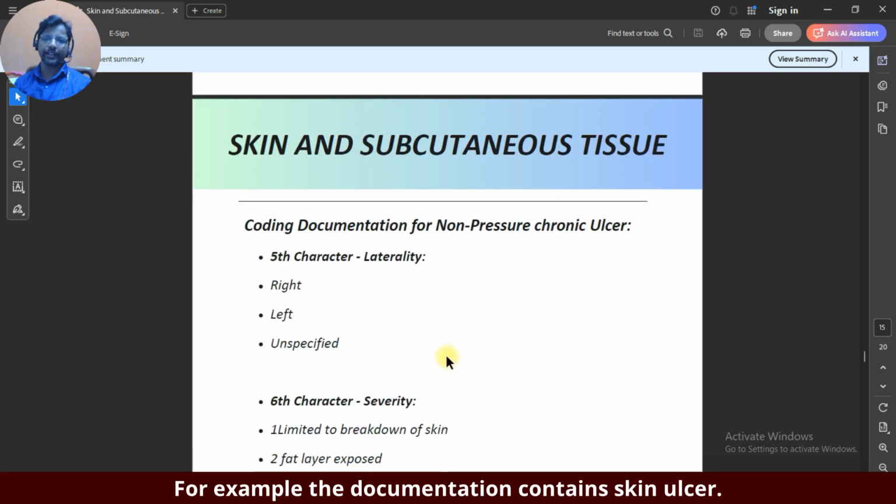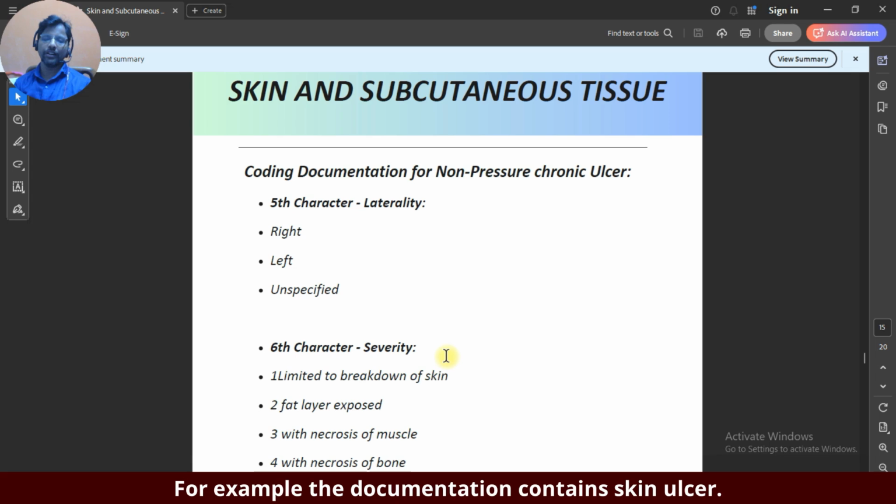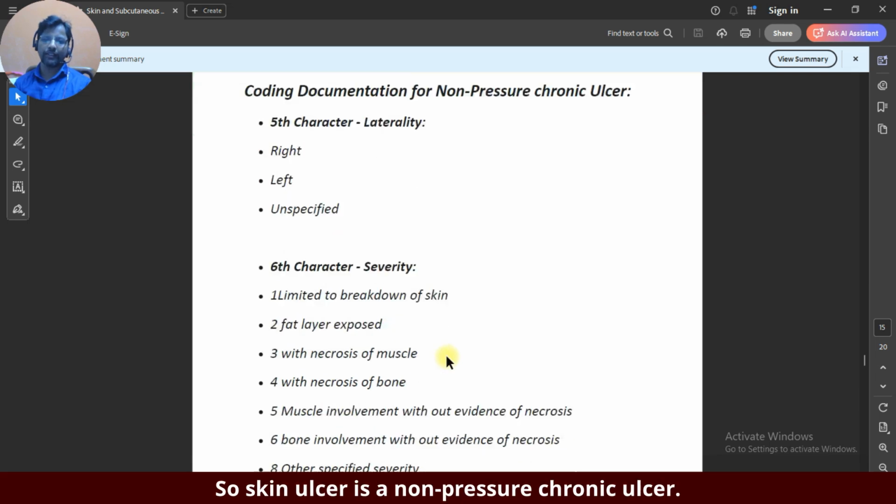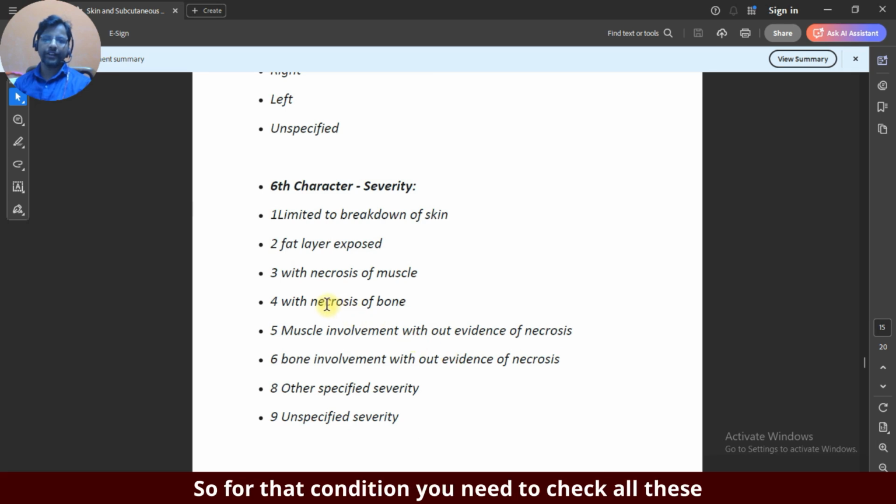For example, the documentation contains skin ulcer. Skin ulcer is a non-pressure chronic ulcer, so for that condition you need to check all these keywords in the documentation. For example, if you see documentation that contains ulcer with bone involvement without evidence of necrosis, you need to use sixth character 6.